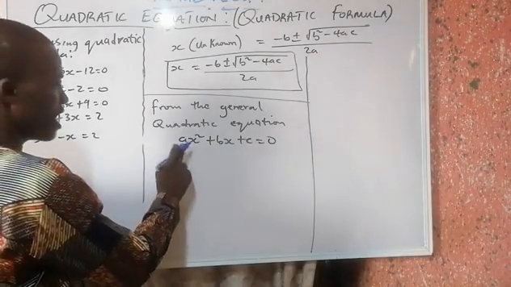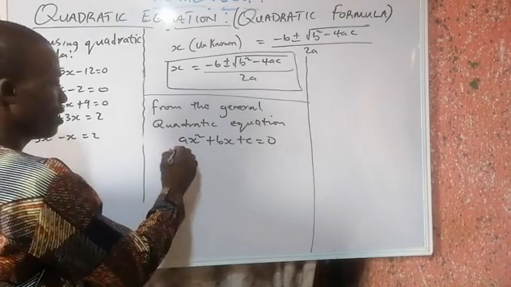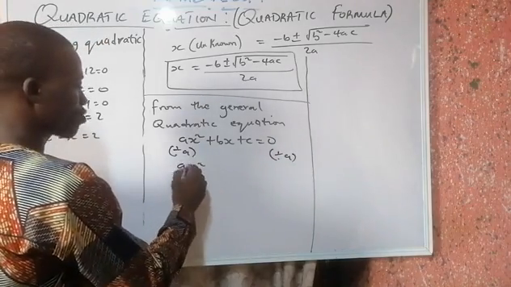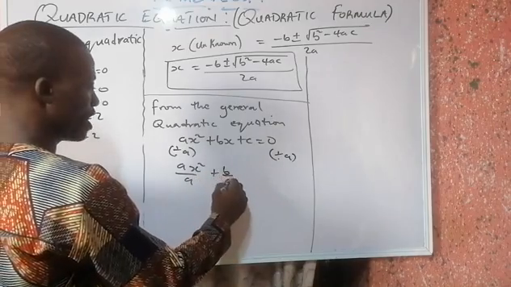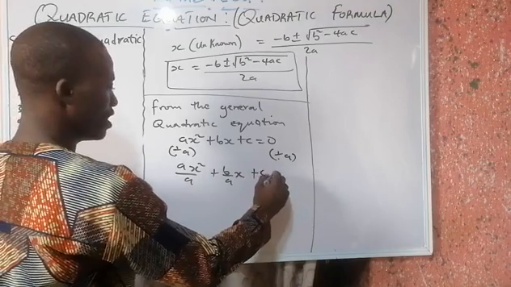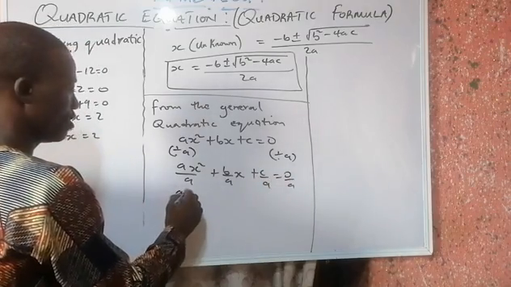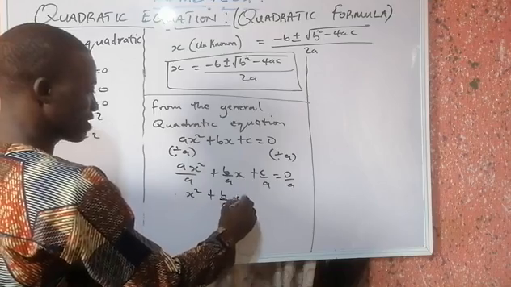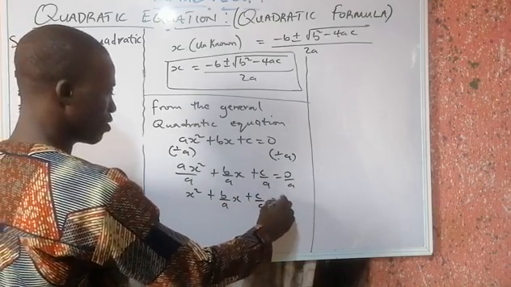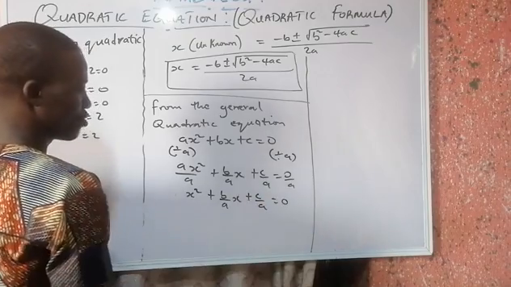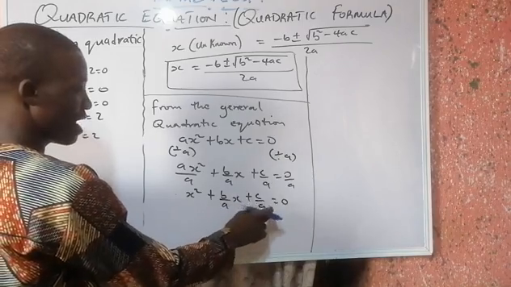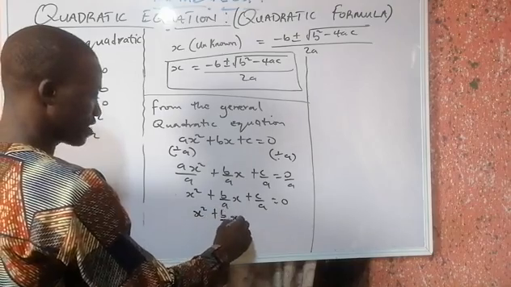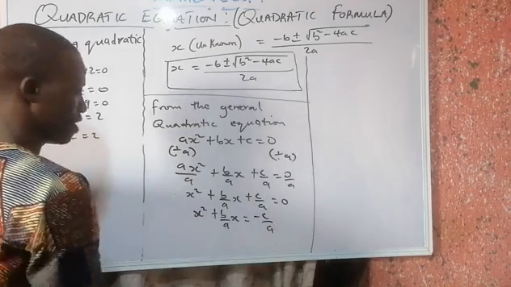So because this a here must be 1, let's make it 1 by dividing both sides by what? A. That will be ax squared over a plus b over ax plus c over a equals 0 over a. And that will give me, a would have cancelled out. That will be x squared plus b over a x plus c over a equals 0. Let's take this constant to this other side, okay? That's the one that does not have any term in x. So that's x squared plus b over a x equals minus c over a.